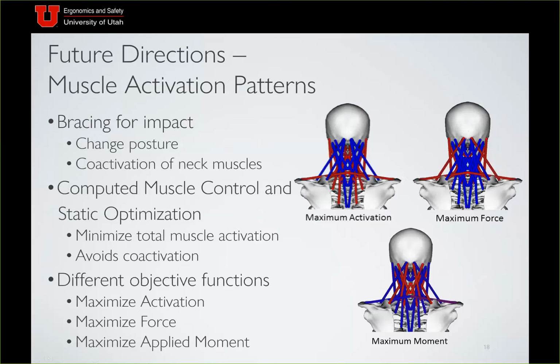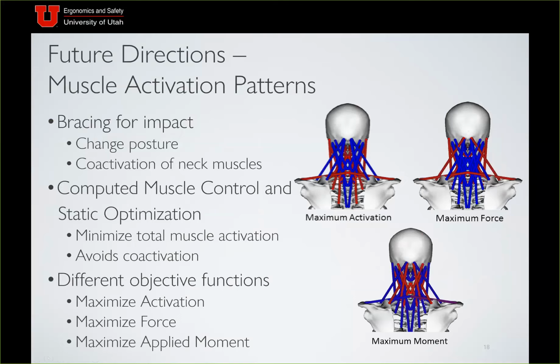And also muscle activation patterns. If you're bracing for impact, you're going to do two things. You're going to change your posture, and you're also going to have co-activation of neck muscles, which is opposing muscle groups activating, which provide no net moment. So bracing and stiffening up your neck through active muscles. Computed muscle control and static optimization are defined by minimizing total muscle activation for these well-learned movements, which works pretty well, but it avoids co-activation, so they can't be used in this situation of bracing for impact.